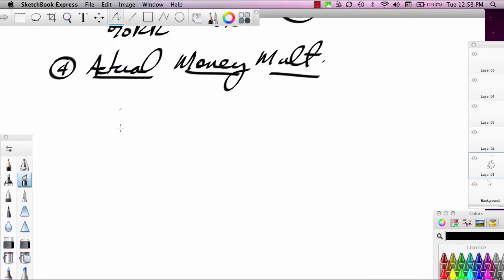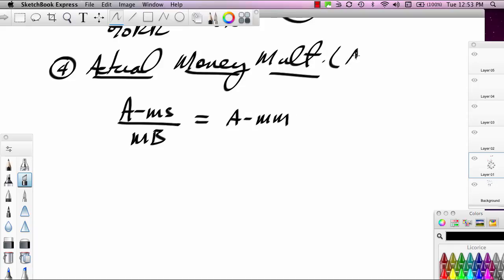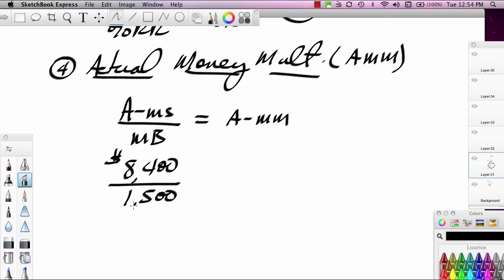Okay, there we go. If you take the actual money supply and divide it by the monetary base, you get the actual money multiplier. So what do we got? We got 8,400 divided by a monetary base of 1,500. And that gives us an actual money multiplier of 5.6.